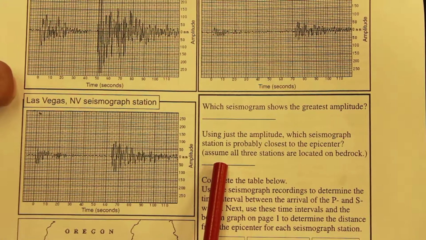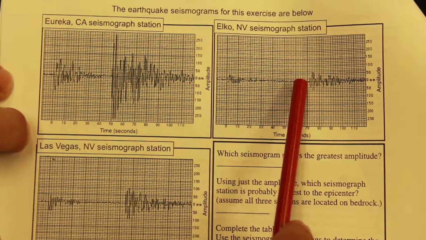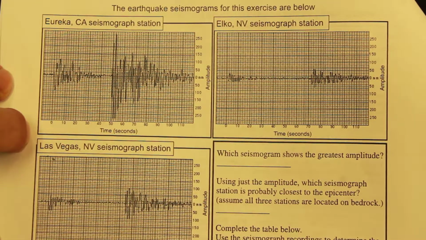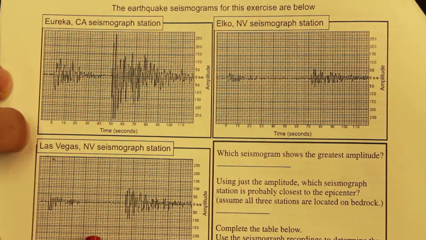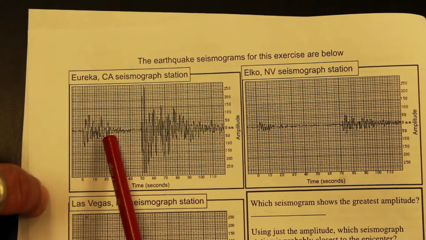Then it asks you to estimate which of these, based solely on amplitude, do you think is closest to the earthquake epicenter. Think about waves and energy. Would there be more wave near the epicenter or further away? Next, we need to convert our seismographs into seconds and then convert it into distance.